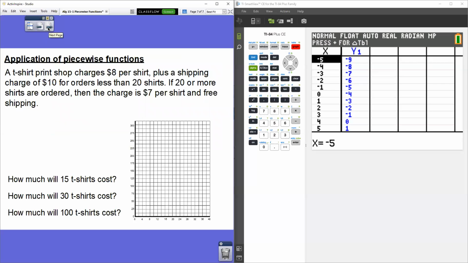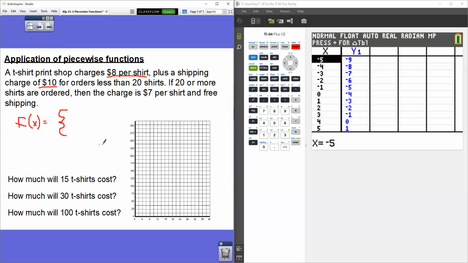Now, especially on the Regents exam, you might get some sort of word problem that you have to set up. This is the last example. It says a t-shirt print shop charges $8 per shirt plus a shipping charge of $10 for orders that are less than 20 shirts. If 20 or more shirts are ordered, then the charge is $7 per shirt and free shipping. So if we had to set this one up, what we would be setting up is the following.